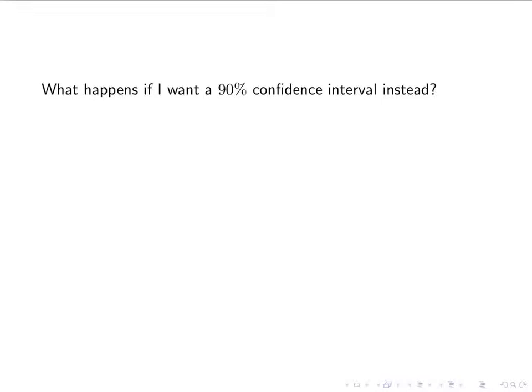What happens if I want a 90% confidence interval instead?